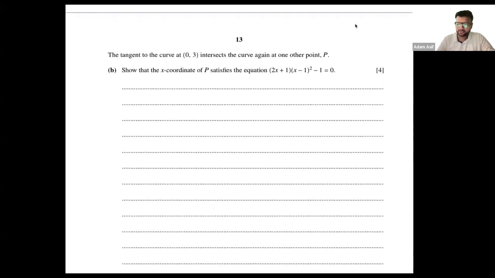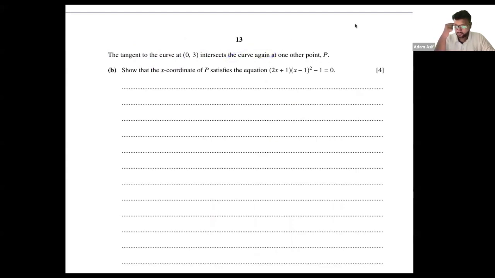Okay, part B says the tangent to the curve at (0, 3) intersects the curve again at one point P. So the tangent to the curve at this point is also intersecting the curve again. So we don't know how the function looks like, but this tangent, at this point, intersects the curve again at another point P. So to find this point P, we'll have to solve the equation of the tangent with the equation of the curve that we formed.